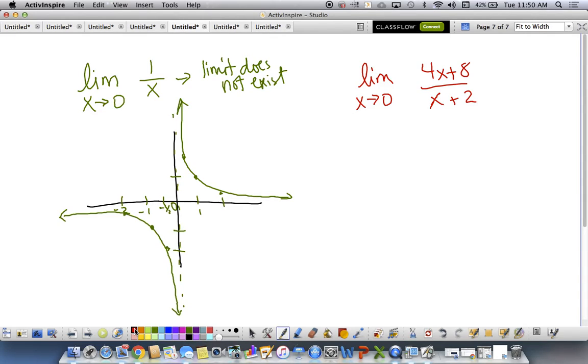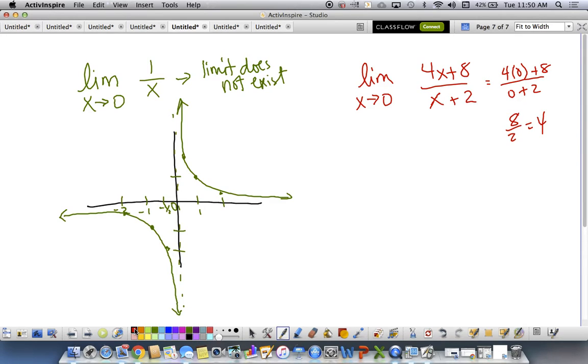What's the first thing we should always, every time, always, try? Plug it in. And it works this time because the bottom, if we plug in zero, you get 0 plus 8 over 0 plus 2, which is 8 over 2, which is 4. See? 4. So the first thing you need to look at is plug it in.